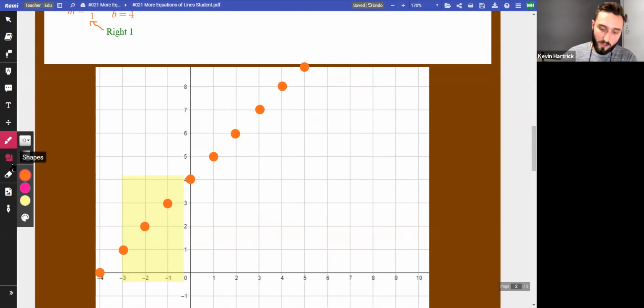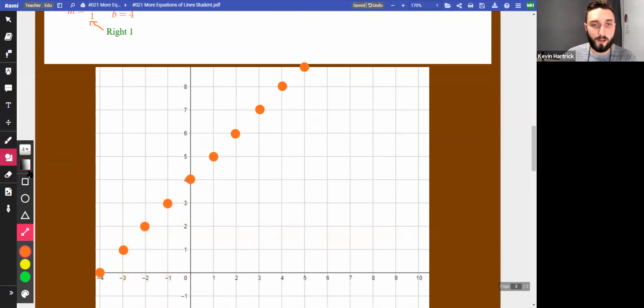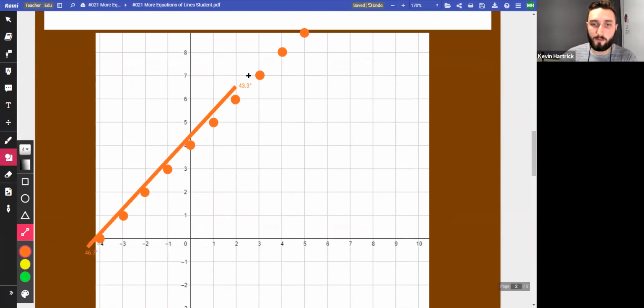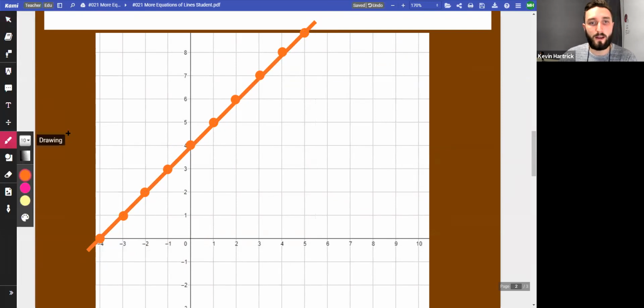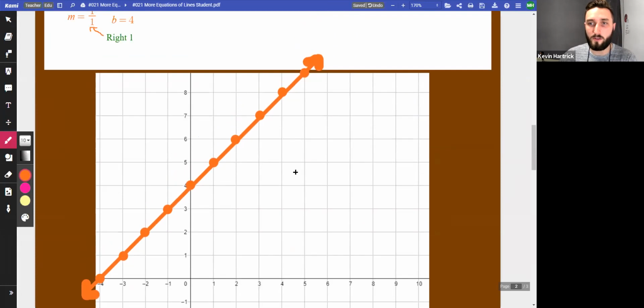All right, so now last steps here. I'm going to clean this up. I don't have any guidelines, so that's good. I don't have to clean those up. I do have to make my line, so I'm going to make that now, okay? Again, make it and then hit your select button. Make sure that it goes straight through all the points. Try to make it as neat as possible. All right. Last two steps, I need my arrows and I need to label it.